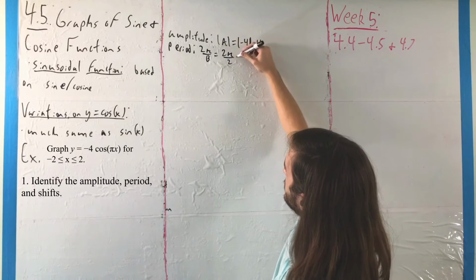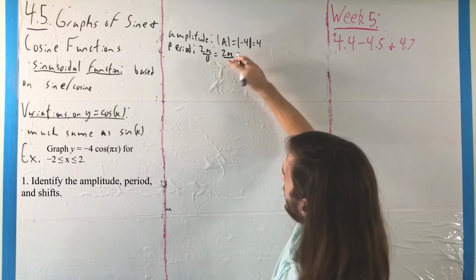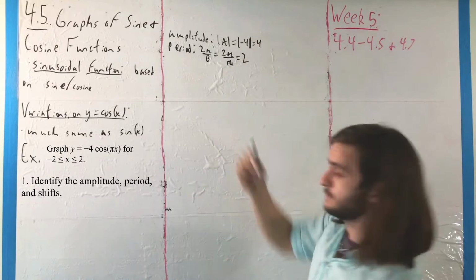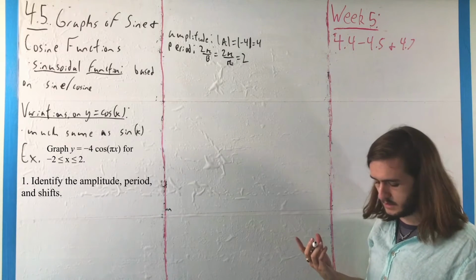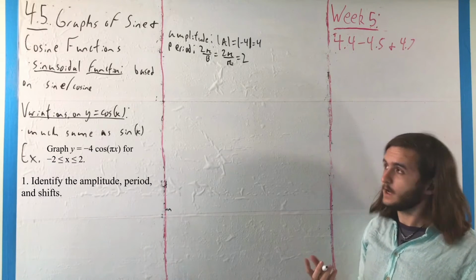That's 2 pi over 2. Oh, not 2 pi over 2, excuse me. Got ahead of myself. It's actually 2 pi over pi. So the period overall is 2. And I'm not going to write this down, but there aren't any constants tacked on here, so there are no phase shifts.